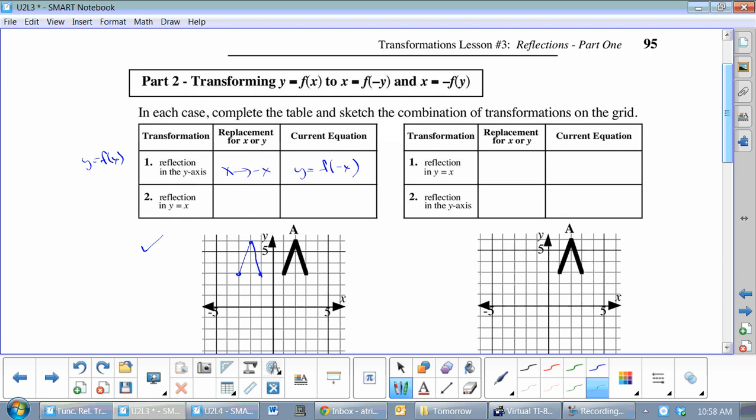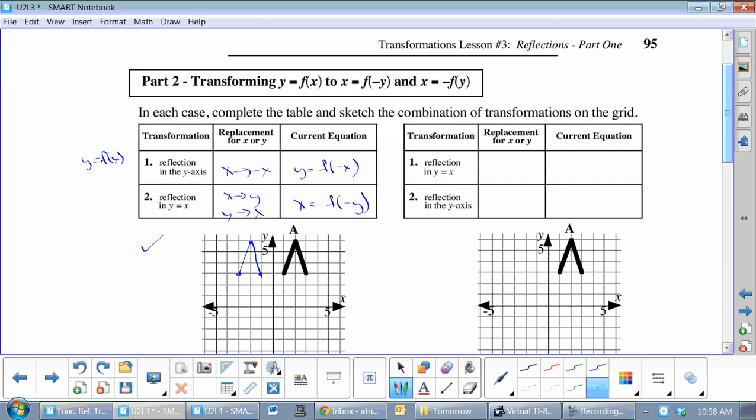Okay. Now the next thing says do a reflection, and this is interesting actually, because some people might not see this, but do a reflection in y equals x. So I'm going to take x go to y and y go to x. Now the question would be, what would the new equation look like? Very good. X equals f of negative y.